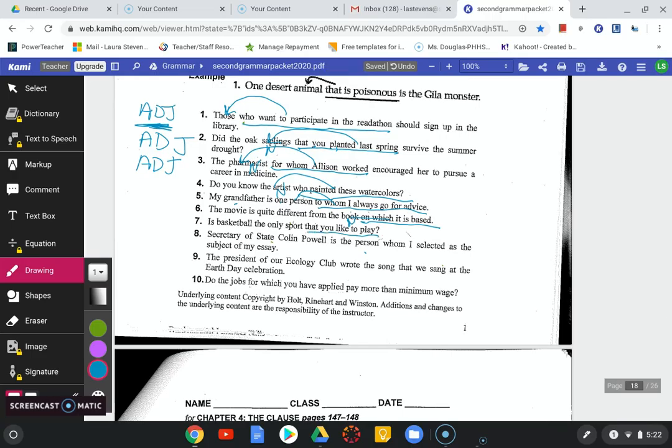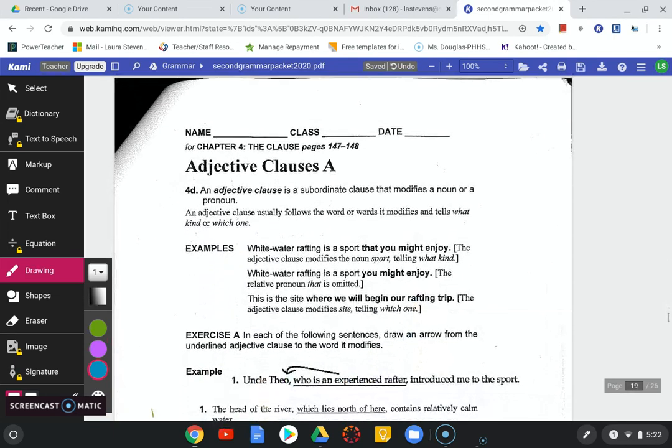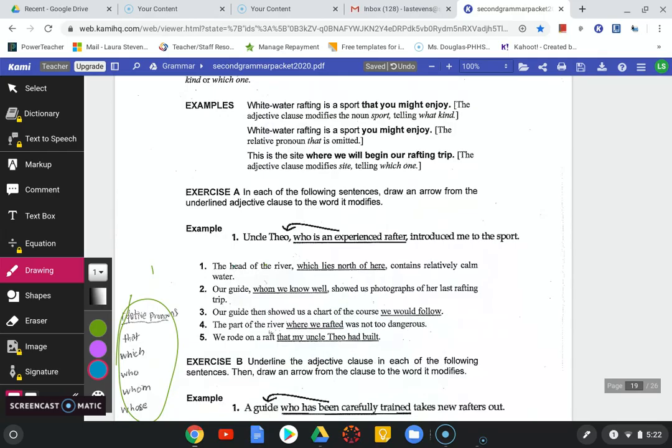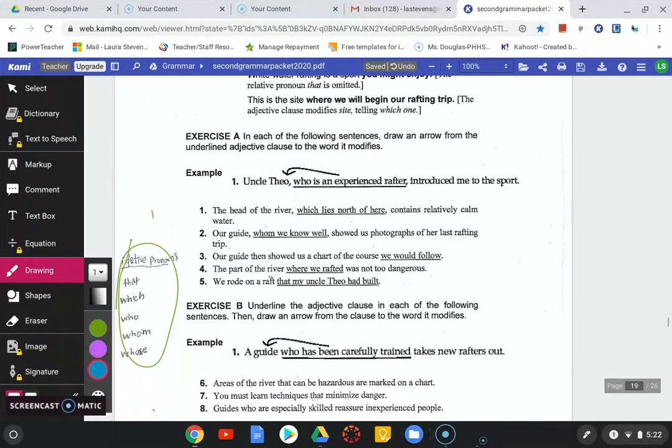That you like to play. Sport. And whom I selected as a subject is person. Colin Powell. Another one is that we sang. It's the song that we sang, right? That's a noun. All these are adjective clauses. And for which you have applied jobs. Jobs now. Okay, and I believe that this is what we just did. Is it? No, it's not. Okay. What lies north of here? The head of the river.